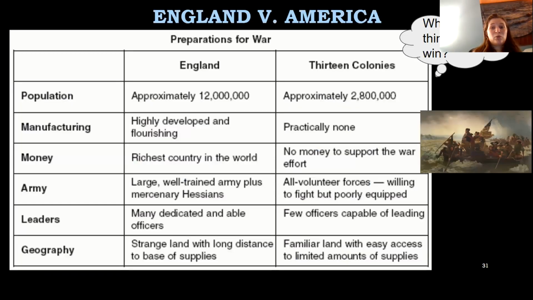So now we're heading into war, and here you see a comparison of some of the advantages that England has versus the 13 colonies. So England has a much larger population. Manufacturing is flourishing. They have a lot more money. They have a much larger army. They have many dedicated leaders, but they're at an extremely long distance. They're going to struggle to get supplies.